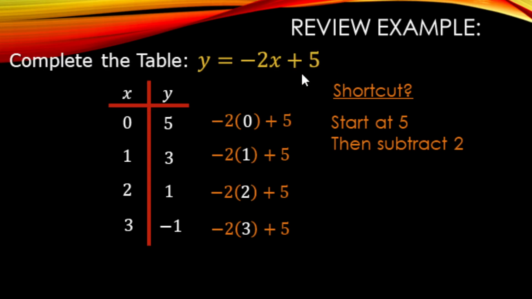This number that's all by itself, that's your start amount. And the coefficient, the number being multiplied to the x, tells you how much you're doing per 1x. So for every 1x, from 0 to 1, or 1 to 2, or 2 to 3, we're going to go down or subtract 2.